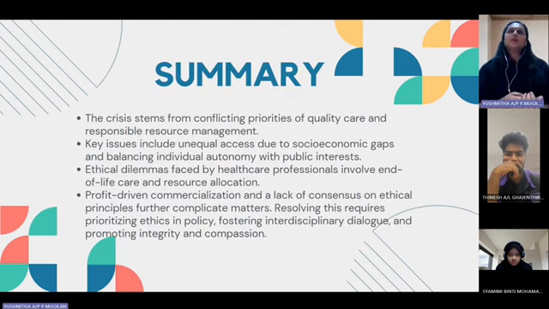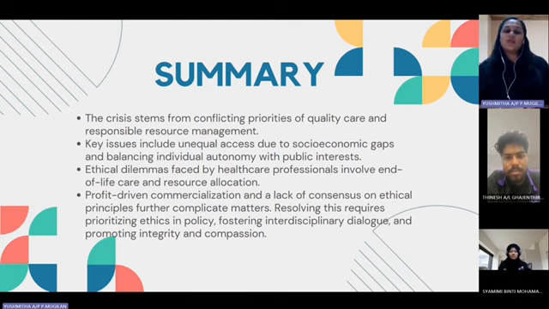So previously, we have seen two examples and two solutions, and now we are at the end of this session. We will do a summary of it. The crisis stems from conflicting priorities of quality care and responsible resource management. Key issues include equal access due to socio-economic gaps and balancing individual autonomy with public interest. Ethical dilemmas faced by healthcare professionals involve end-of-life care and resource allocation, profit-driven commercialization, and lack of consensus on ethical principles for conflicting merits.